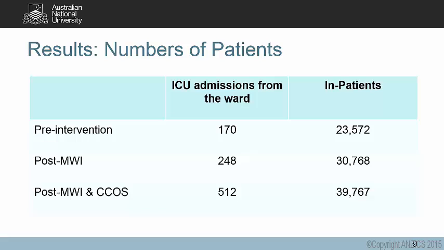So this is just the raw data for our 2 groups that we're interested in. The main thing to take from this is that over time, patients coming to ICU from the wards increased at a rate that was greater than the hospital population. And I'll mention now too that within each of these populations and across the 3 time periods, the demographics of these populations were statistically comparable.